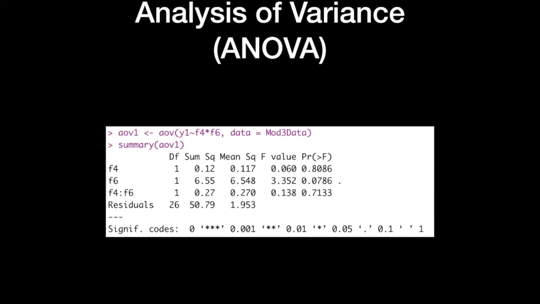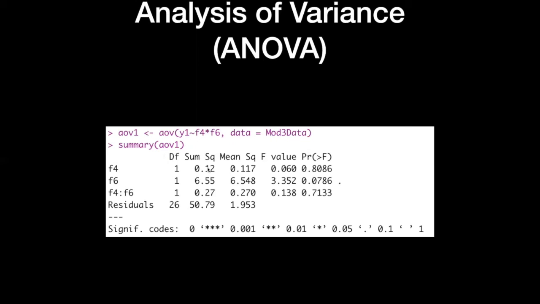Okay, so let's move on to the ANOVA. There is a slight difference between the regression ANOVA and ANOVA. In ANOVA, we use factors instead of predictors. So here we use factor 4 and factor 6, and this is the interaction of the two. And here are the residuals.